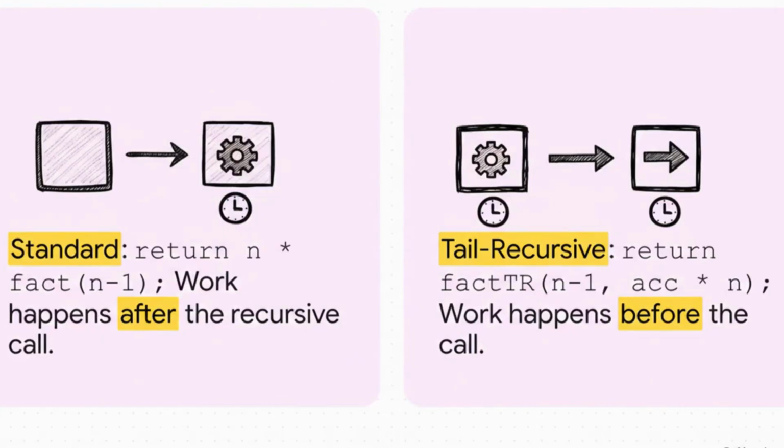Let's look at our factorial function again, but this time, transformed. On the left, the old way. On the right, the tail recursive version has a new parameter, acc. Now, pay close attention to where the multiplication happens. It's not hanging out after the call anymore. It's happening inside the arguments for the next call. We pre-calculate the next value and just pass it on.